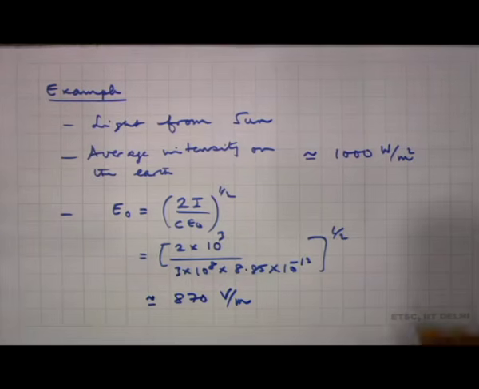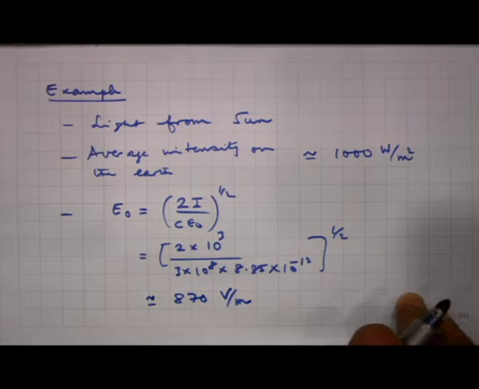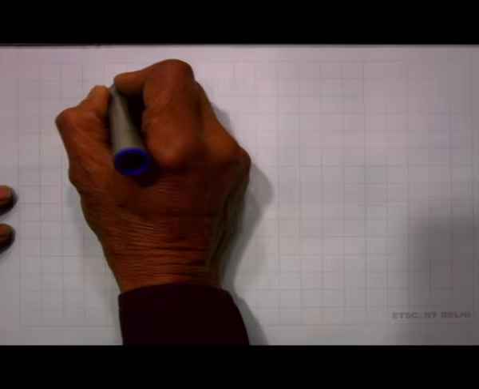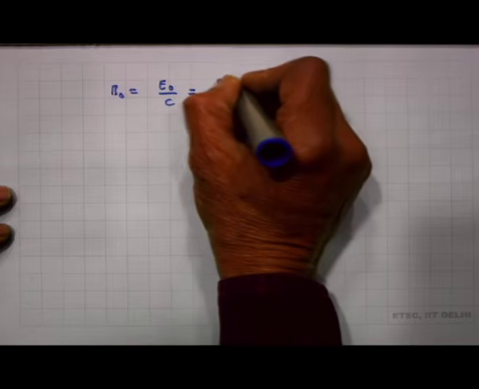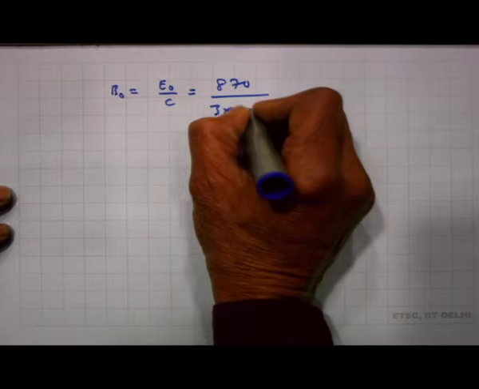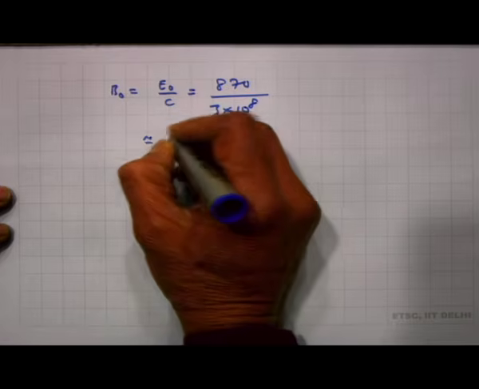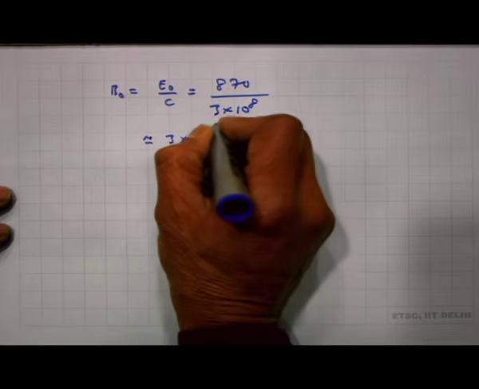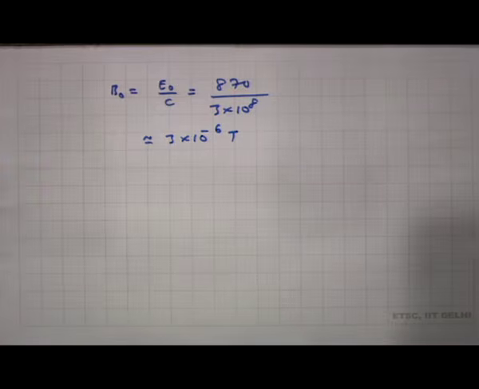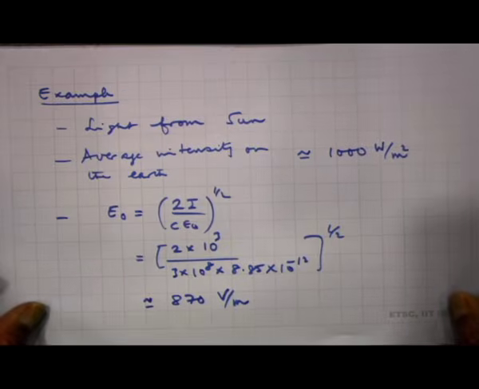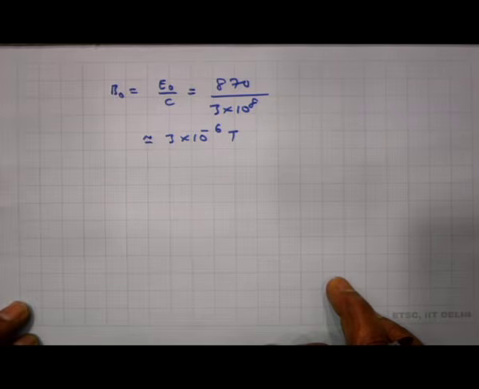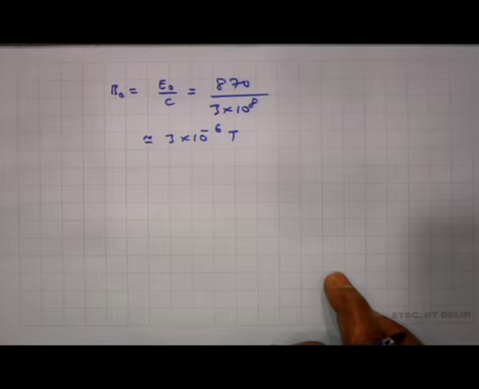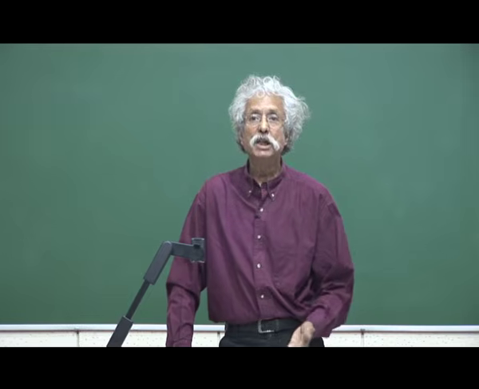So, the sunlight is producing an electric field of about 870 volts per meter, and I can also calculate the corresponding magnetic field. B naught is equal to E naught by c, which is equal to 870 divided by 3 into 10 to the power 8, which is approximately 3 into 10 to the minus 6 Tesla. An electric field of the order of 870 volts per meter and a magnetic field of the order of 3 micro Tesla. So, the electromagnetic waves from the sun create these kinds of electric and magnetic fields.